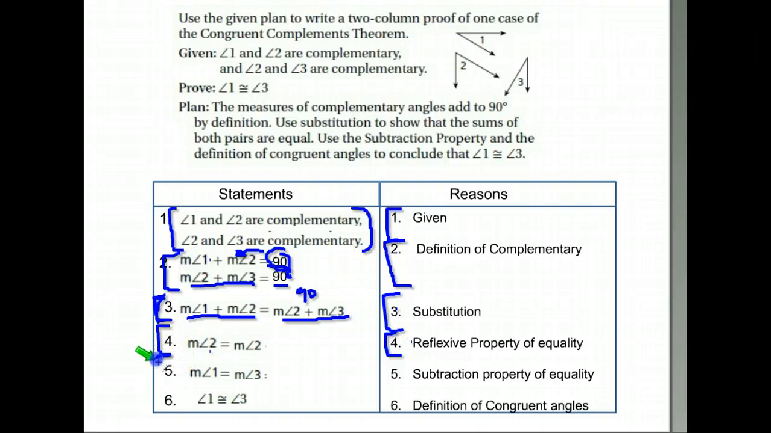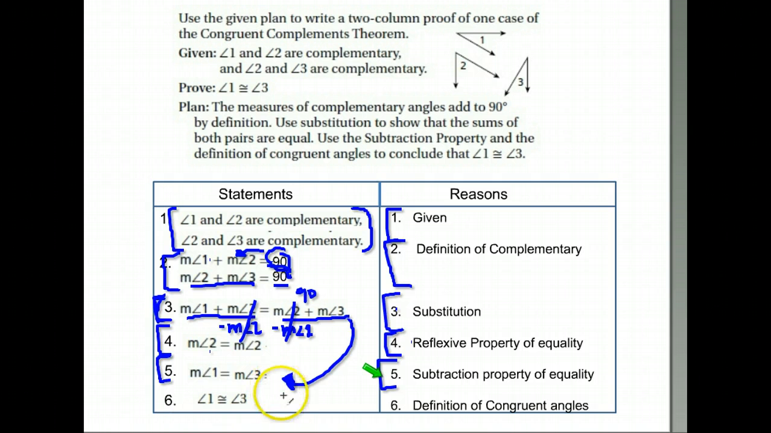Why did we do that? We did that because we needed to subtract the same number from both sides. And so now that we know that angle 2 is equal to angle 2, we know if we subtract it from both sides, they will cancel each other out and give us just this, that angle 1 is equal to angle 3. What did we use? We used the subtraction property of equality. It tells us we can subtract the same number from both sides of an equation, and that is okay. It's a legal thing to do. That's the subtraction property of equality. So that was our justification here.